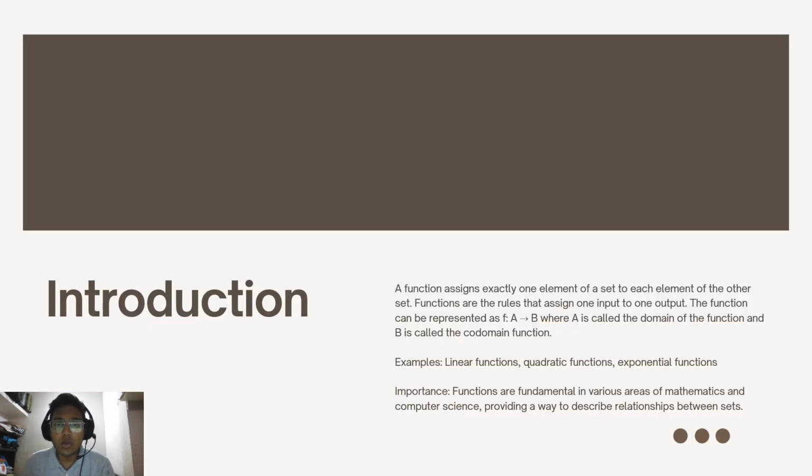So first of all, what is a function? A function assigns exactly one element of a set to each element of that other set. So functions are the rules that assign one input to one output. The function can be represented as f: A to B, where A is called the domain of the function and B is called the codomain of the function. Basically the B is derived from A.